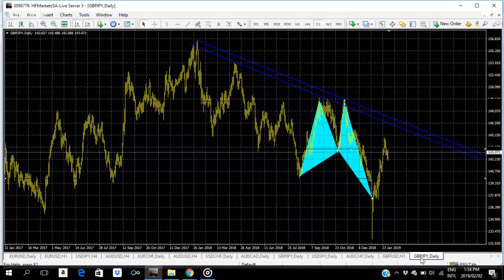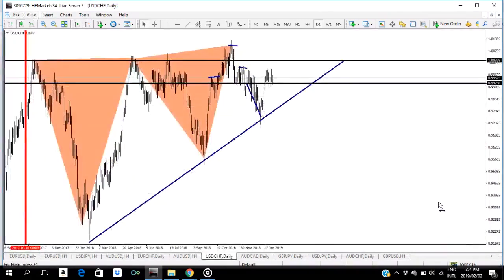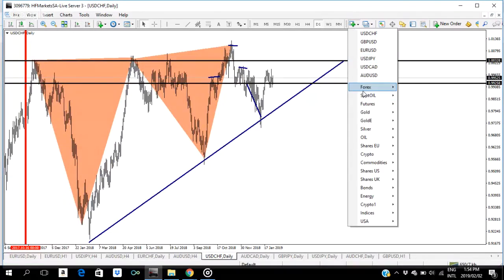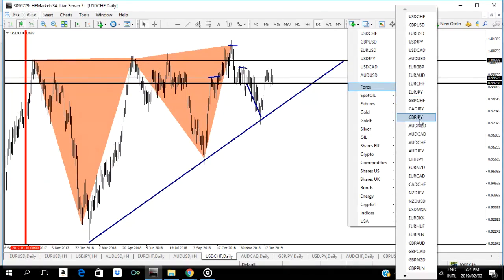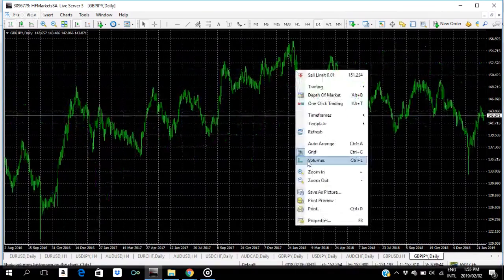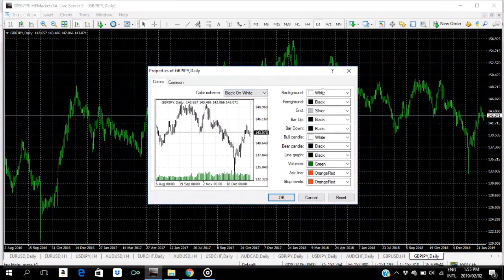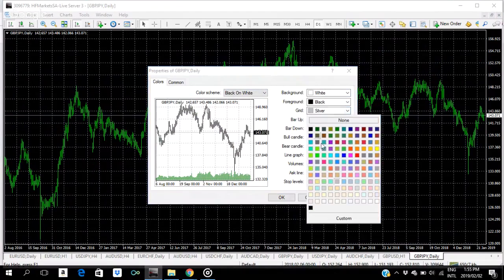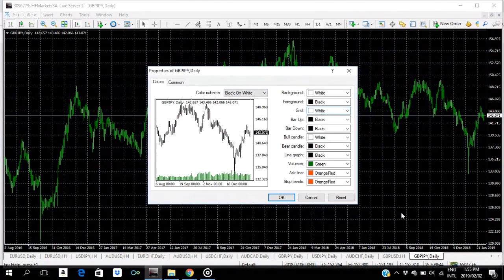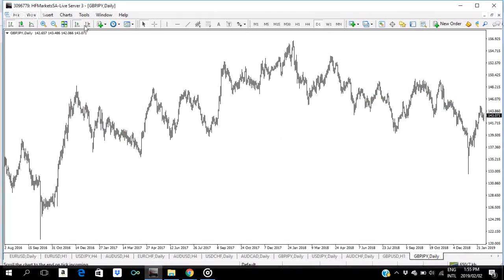Okay, guys, I'm just gonna look for another chart because this one I don't understand what's happening with it. So I'm just gonna look for another one. GBP JPY. All right. One day. Let me just change this, make it white. Great, white. All right. Sorry about that.